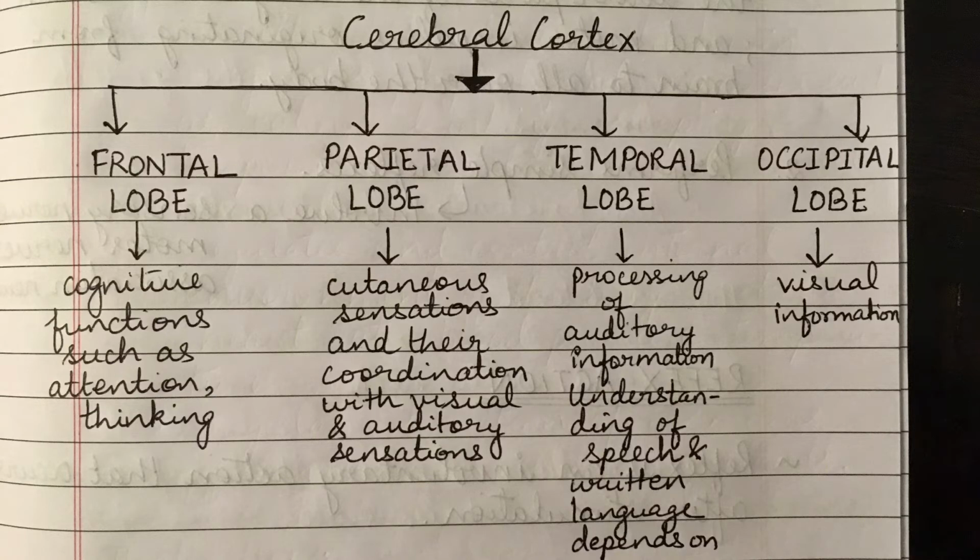The temporal lobe helps in the processing of auditory information. It also helps in understanding of speech and written language, which depends on this lobe. And the occipital lobe is mainly concerned with visual information.